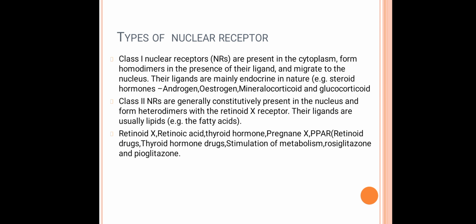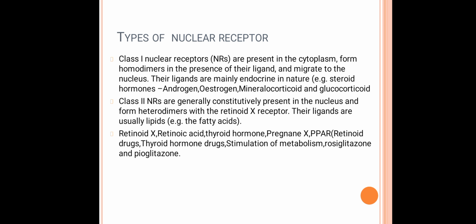Based on this, there are two types of nuclear receptors. The first one is the nuclear receptor which will be present in the cytoplasm, and its dimerization will be mainly homodimer, and the ligand that it binds will be mainly endocrine in nature, that is steroid hormones such as androgen and estrogen, and mineralocorticoids and glucocorticoids. That is the first type of receptors. So the ligands will be androgen, estrogen, progesterone, mineralocorticoid and glucocorticoids.